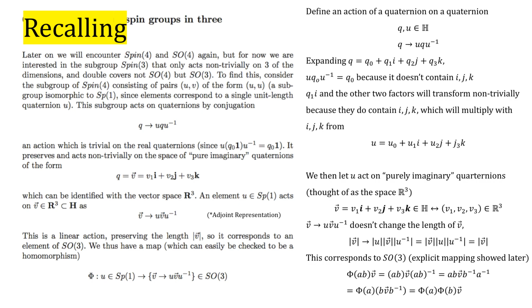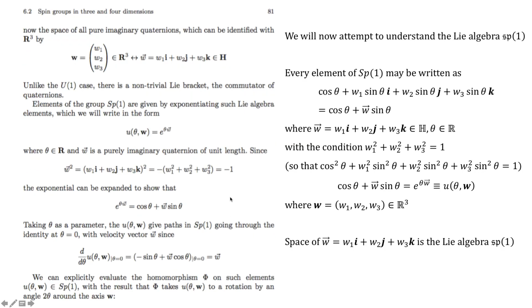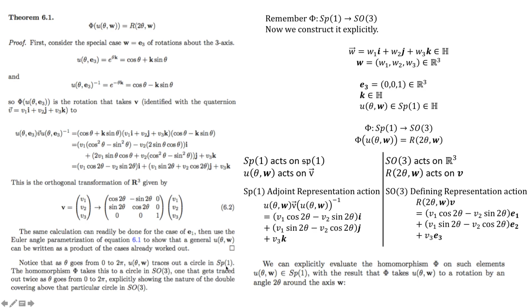Now we return back to the text. The next thing we try to do is explicitly evaluate the homomorphism we have constructed. We try to find an explicit expression that maps SP1 to SO3. This can be done now because we have an explicit equation for an element of SP1. Namely, we have U of theta W, which is the exponential of theta times W arrow.